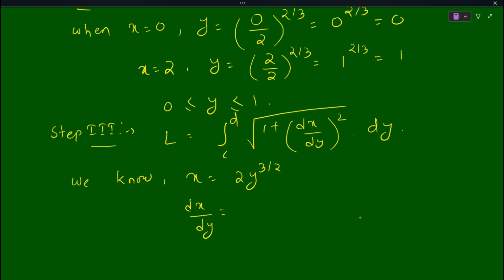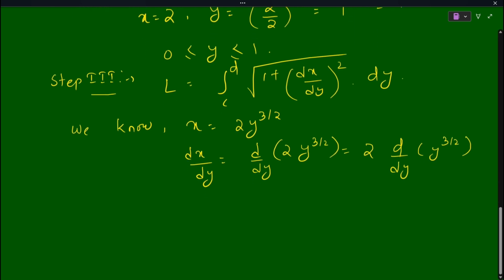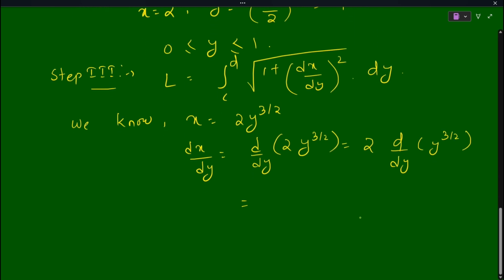Now here, 2 is a constant, so 2 will be going out from the derivative. So this value is 2 d/dy of y to the power 3/2. Okay, so now let's find this derivative. It is 2 into the derivative of y to the power 3/2 with respect to y. This will be n y to the power n minus 1.